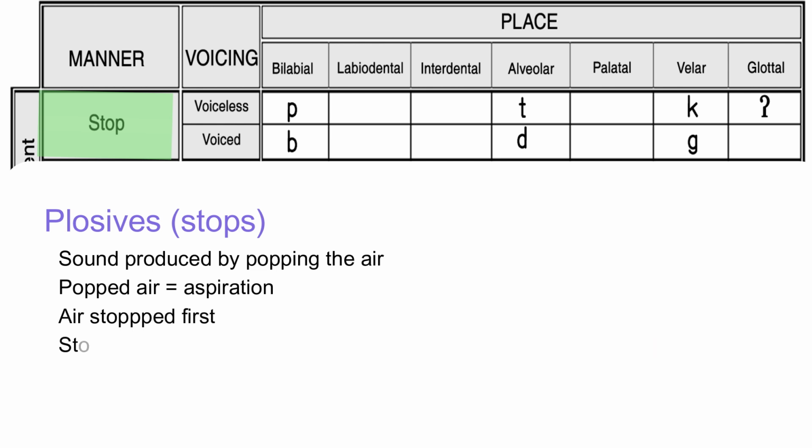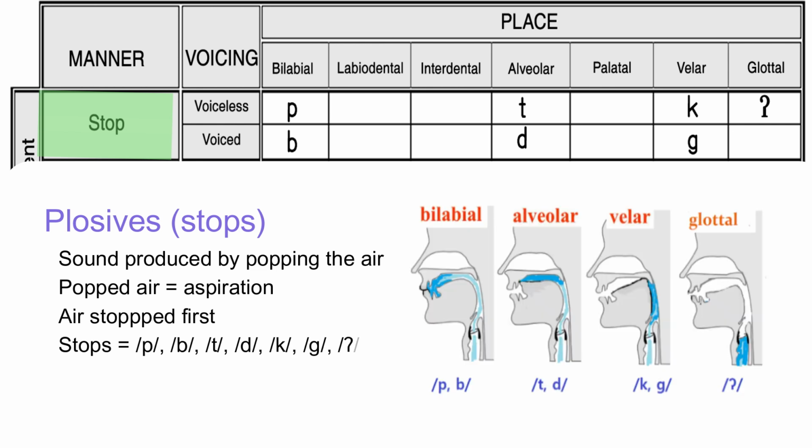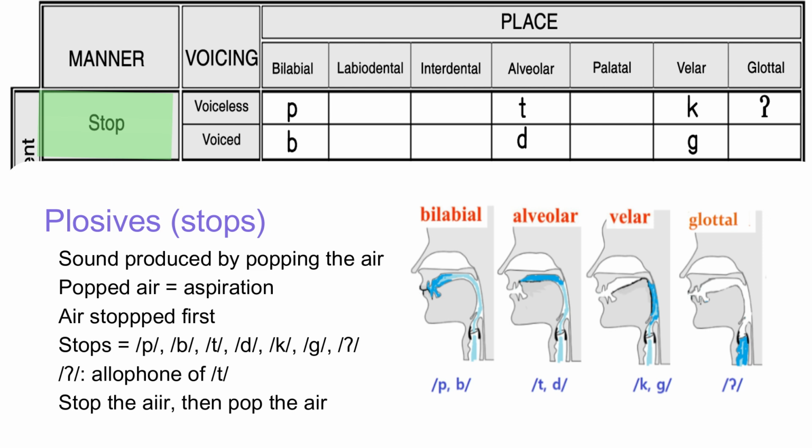There are 7 plosive sounds, which are pa, ba, ta, da, ka, ga, and the glottal stop. The glottal stop is not a phoneme of English, but it is used for a special case as an allophone of ta, which we learn in the section on ta. Plosives are all produced by the same method: stop the air and then pop the air. They differ in where the stop happens.